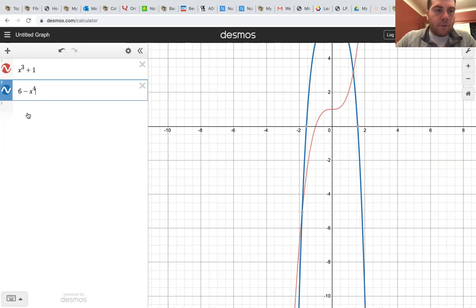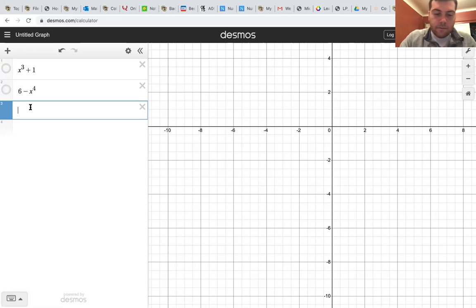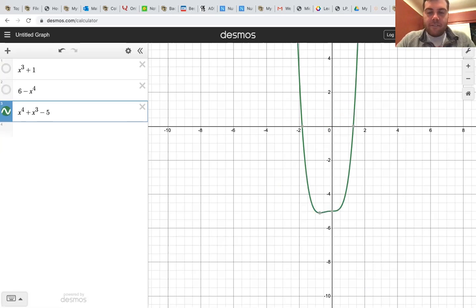Another way we could have approached this instead is just taking the equation we had before and finding where the equation was 0. And we'll see that we have x to the fourth plus x cubed minus 5, and we'll actually get the same solutions for x, negative 1.824 and 1.296. So that's two different ways to find the solution.